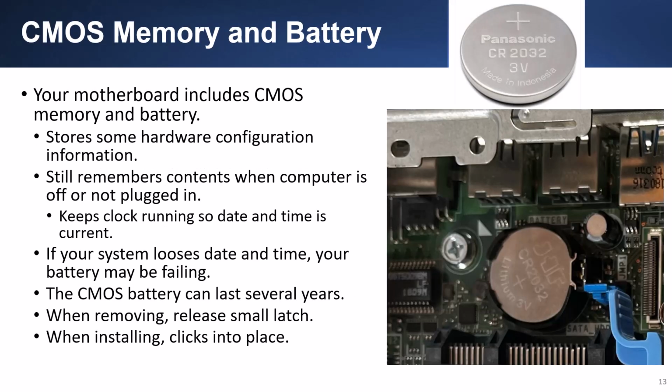Your motherboard includes a CMOS memory and battery, which is used to store some hardware configuration information. The battery is used to power this memory when the computer is turned off or not plugged into power. While the CMOS memory is not used as much as it used to be, the battery will keep the clock running so the date and time are current, which is important to maintain security. If your system loses date and time, your battery may be failing.